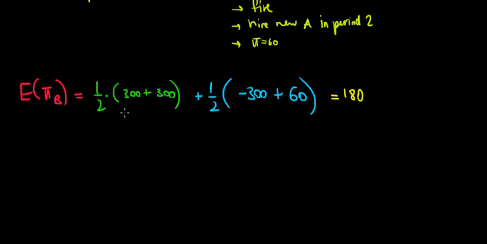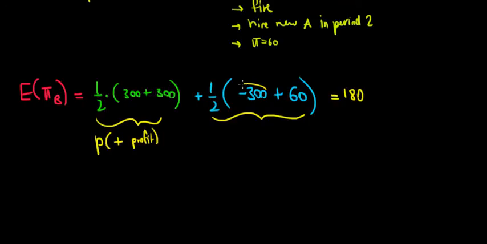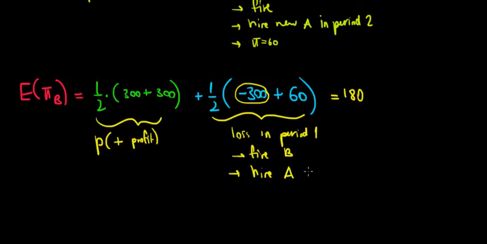Okay, let's write the highlights. Over here there's a probability that the worker is profitable, so a probability of positive profit. And over here we have a probability of having a loss in the first period. What happens then? We fire worker B, and then we decide to hire worker A in the second period because we saw he is more profitable. And because we hire worker A in the second period, we expect from him a profit of 60. Therefore, that's why we have this gain of 60 in the second period.